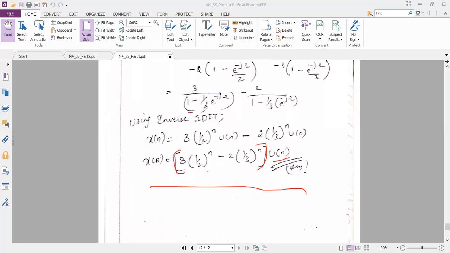I have a question to you all. If the denominator is 1 plus 1 by 2, then tell me how you will apply the formula and what is your answer, anybody? If it is plus 1 by 2, what would you have done? Is my question clear? Am I audible or not?